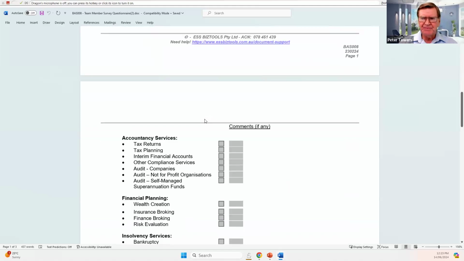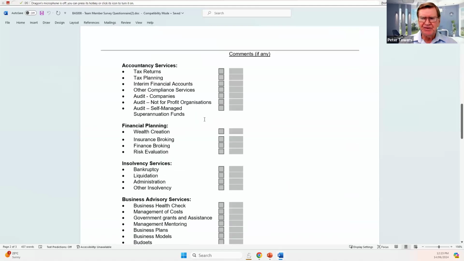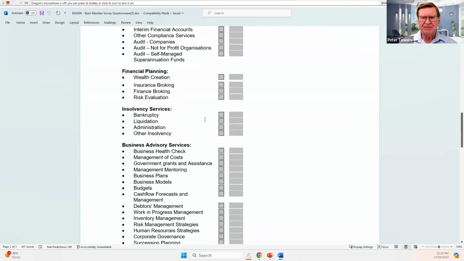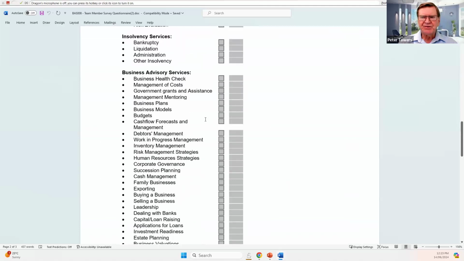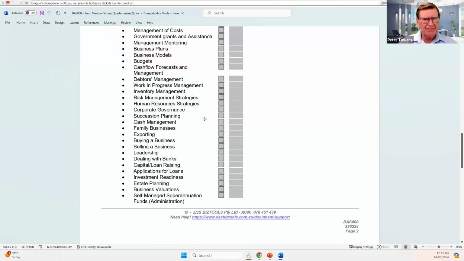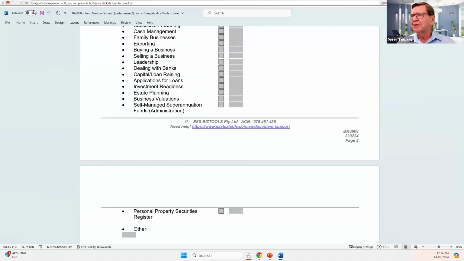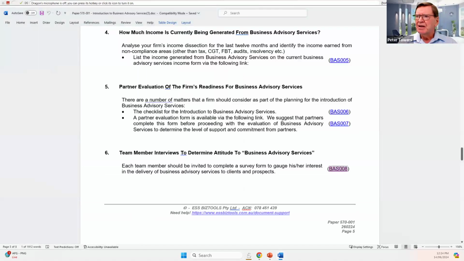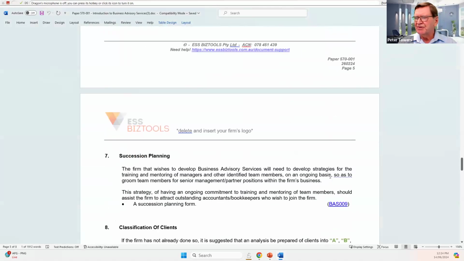Under accountancy services, we've got tax returns, tax planning, interim financial accounts, then audits, financial planning, insolvency services, and then we start going through the business advisory services. It's interesting to find out what your team are interested in. And as I said earlier, some people will indicate they're not particularly interested in business advisory services, but I think you'll find over 80% of your accountants will indicate that they are interested in business advisory services. So you can look at that and use that to plan your approach as a firm as to how you're going to implement these services.